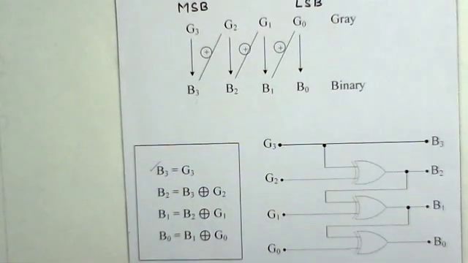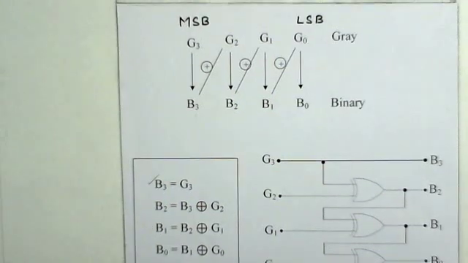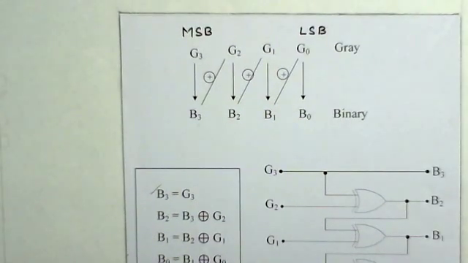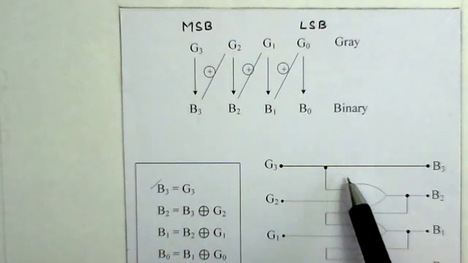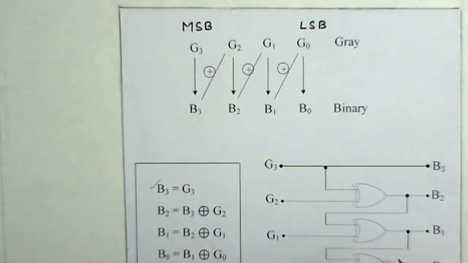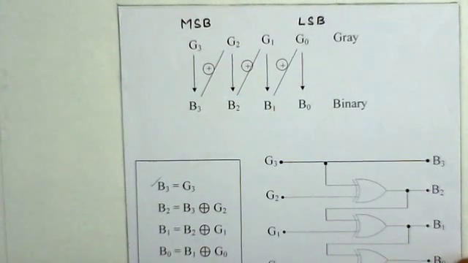So you can see there are some examples in GATE question papers where this gray to binary conversion question was asked. If you notice the corresponding logical diagram or logical equation, you can immediately guess what kind of circuit it is. Okay, so this is the end of this presentation.